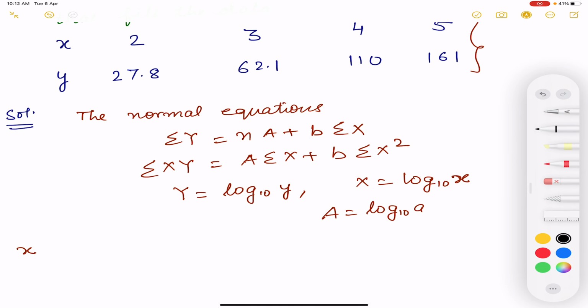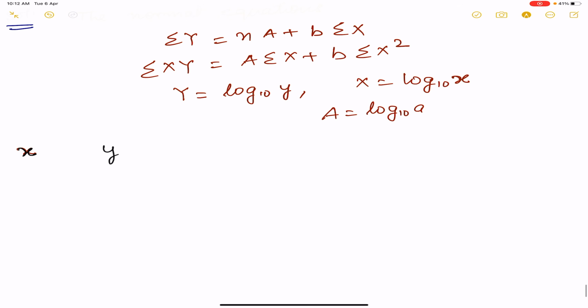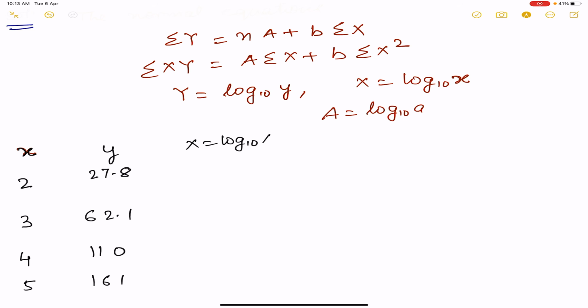Let us make the columns as per the question. So we are going to write x and y. X is 2, 3, 4 and 5. Let us write the corresponding values of y, that is 27.8, 62.1, 110 and 161. Now we have to calculate capital X, which is log to the base 10 x, and capital Y, which is log to the base 10 y. In the normal equation we need summation of capital Y, summation of capital XY, and the last one, X square.